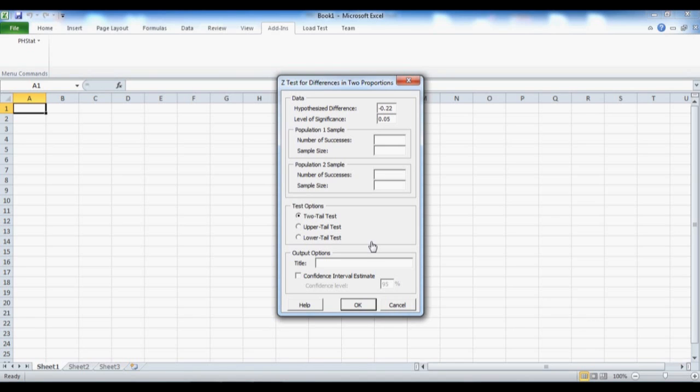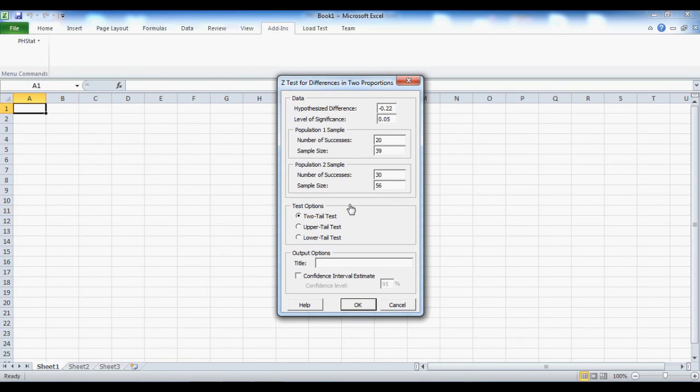So, the number of successes is 20. It is the first, so this is for the DLSU, so 20. And the next is the sample size, which for the DLSU is 39. And the number of successes for CSB, which is the population number 2, is 30. And the sample size is 56 for CSB.